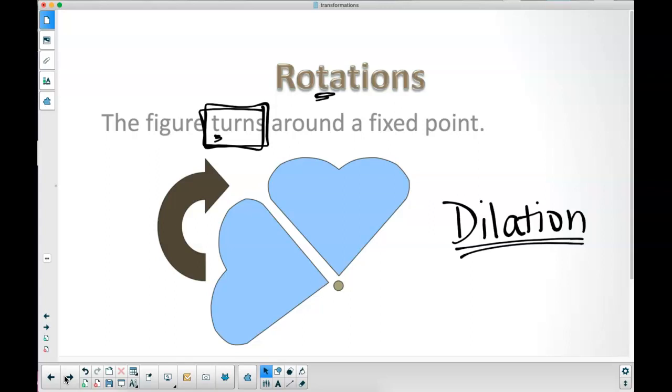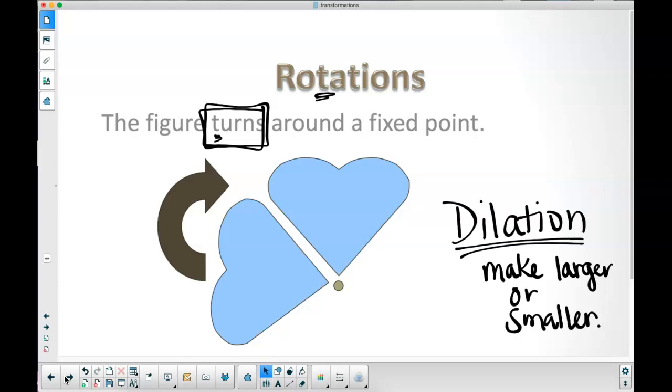But a dilation is to make it larger or smaller. It was maybe hard to see when I shut the lights off, but when I shut the lights off, everybody's pupils got bigger. And then when I turned them on, they all got smaller. Why do they get smaller when I turn the lights on? Yeah, so your eyes don't let in as much light.